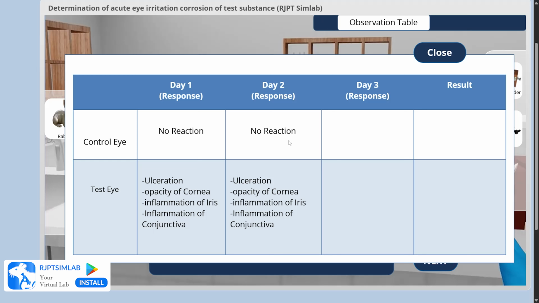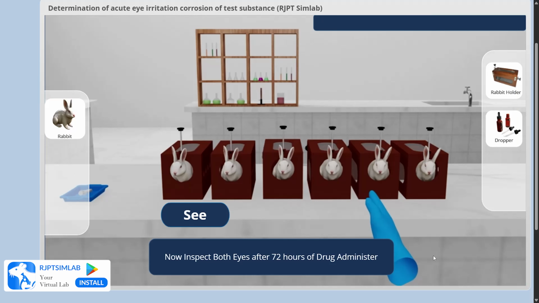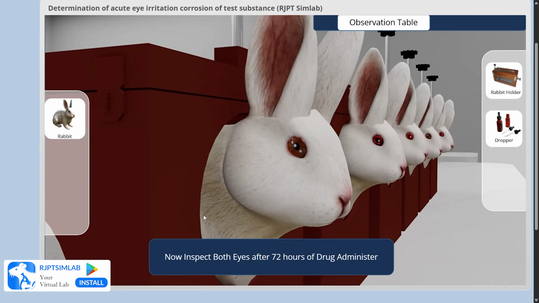And the second day also, the same rabbits have shown the same effect: ulceration, opacity of cornea, inflammation of iris, and inflammation of conjunctiva. Now we will move on to the third day, which means we'll now inspect both the eyes again after 72 hours of the drug administration.